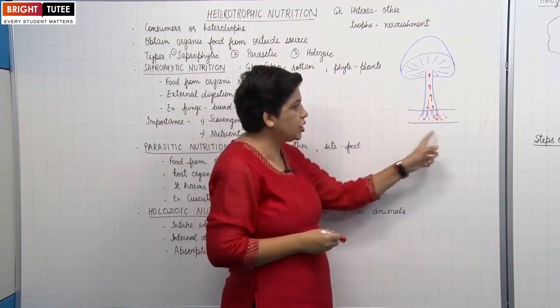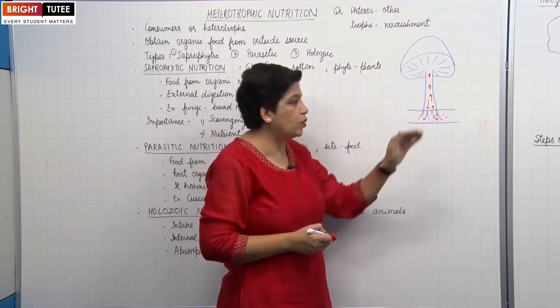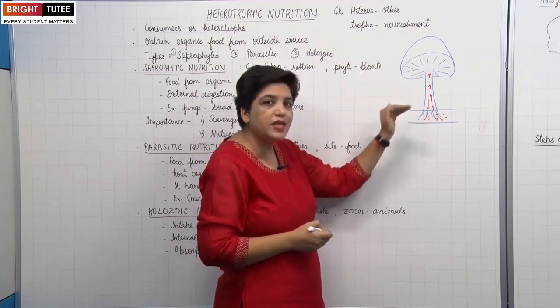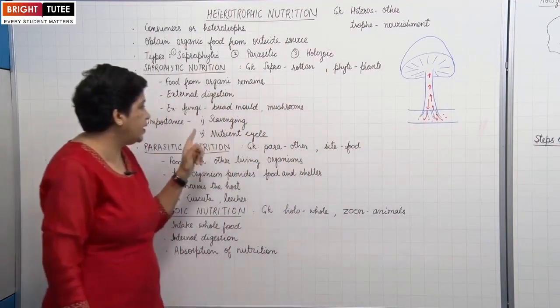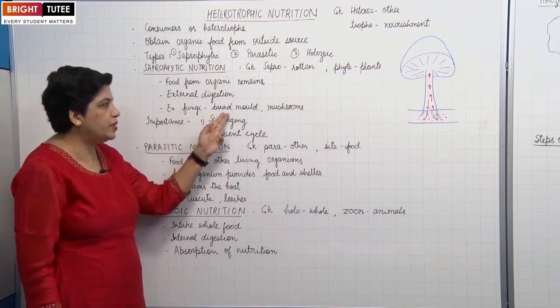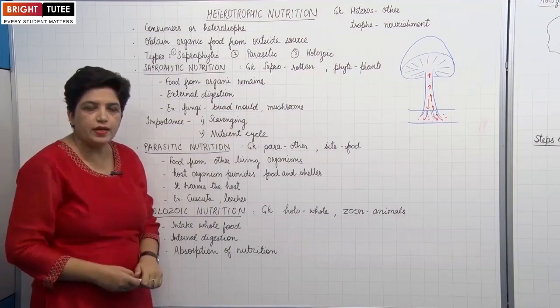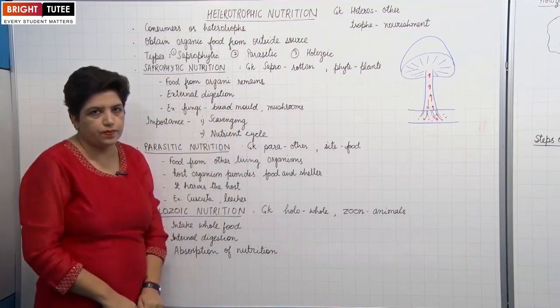So the digestion, or the breaking down of nutrients into simple compounds, is external. It takes place outside the body. So the saprophytes undergo external digestion. The examples are bread molds or mushrooms, which are fungi. Some bacteria also undergo saprophytic nutrition.